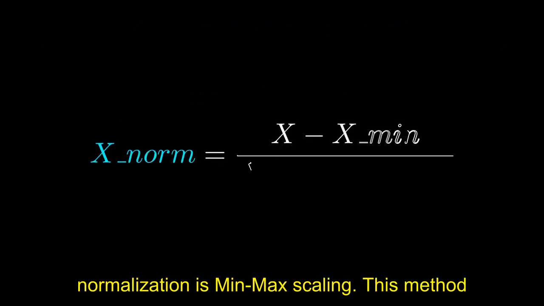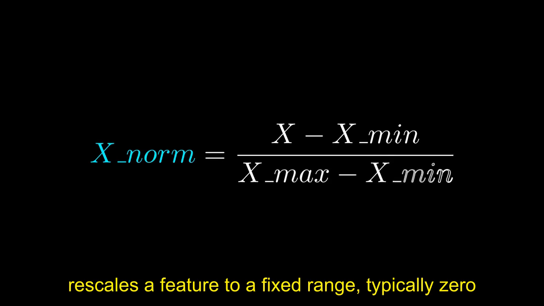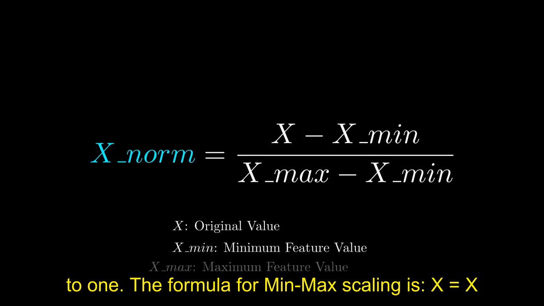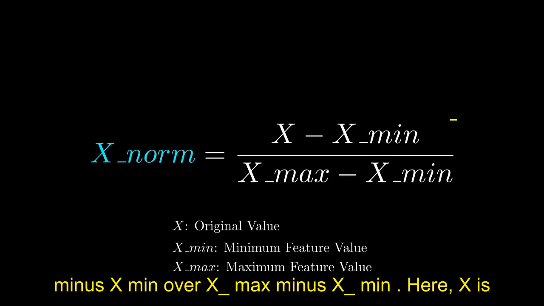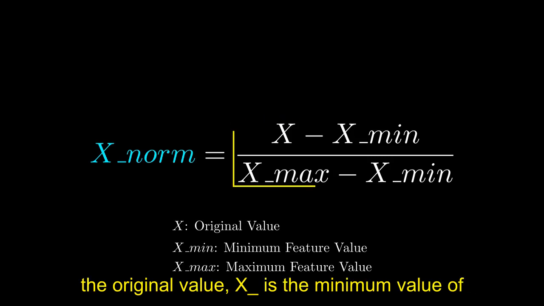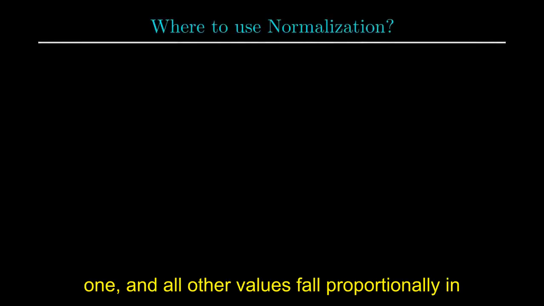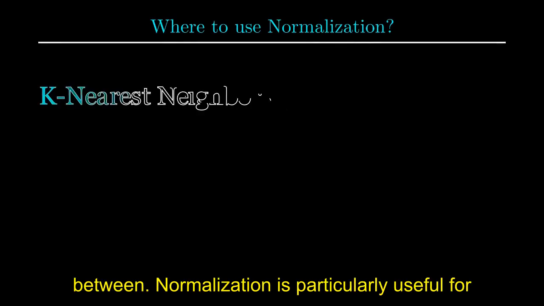The most common form of normalization is min-max scaling. This method rescales a feature to a fixed range, typically 0 to 1. The formula for min-max scaling is x' = (x - x_min) / (x_max - x_min). Here, x is the original value, x_min is the minimum value of the feature, and x_max is the maximum value. This simple linear transformation ensures that the smallest value becomes 0, the largest becomes 1, and all other values fall proportionally in between.